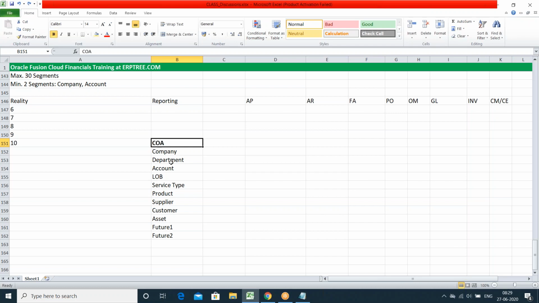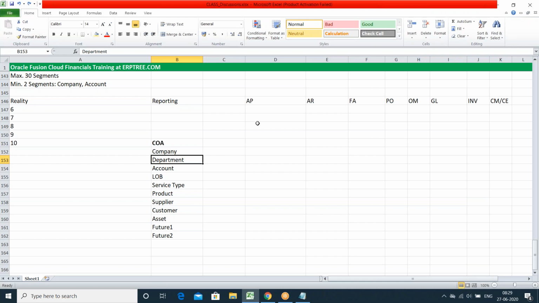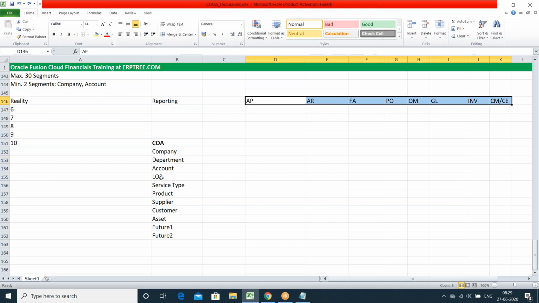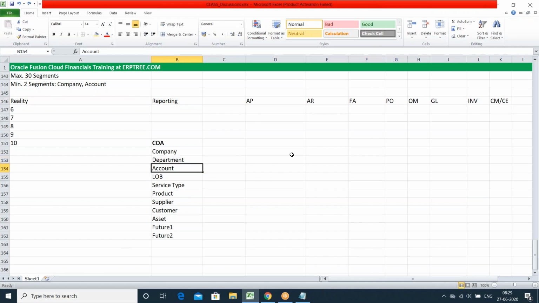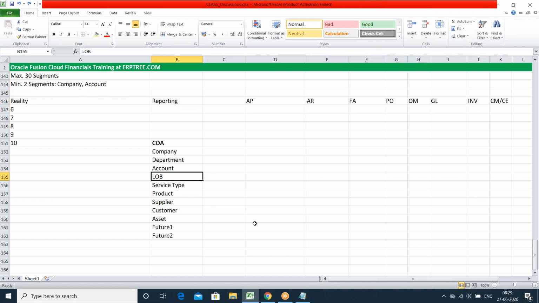Whatever you are taking in the chart of accounts, that should help us to capture the data across the application. For example, company: you may record a transaction in AP, AR, FA, PO, OM, GL, inventory or cash management. Company is required everywhere. Wherever you record the transaction, yes, department is required. In any application, account is required.